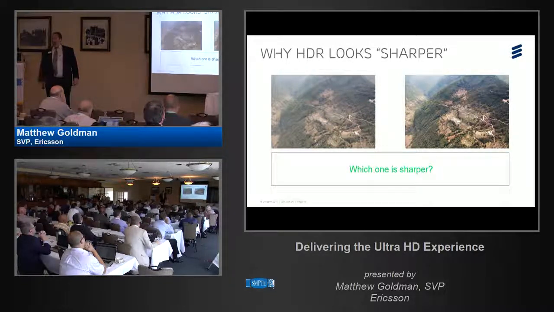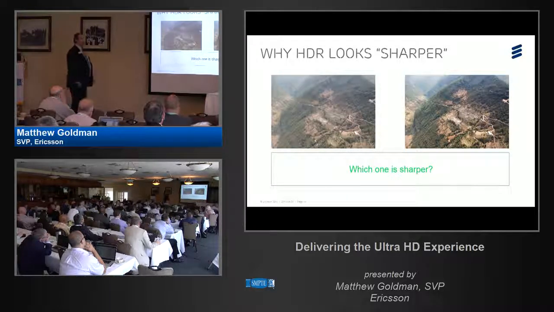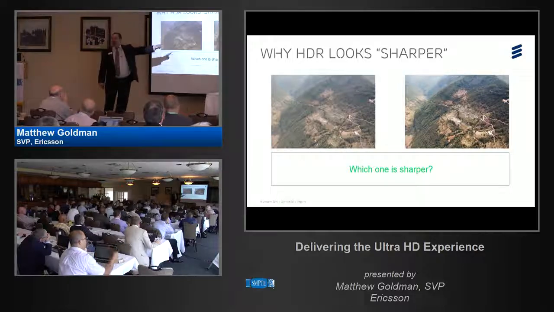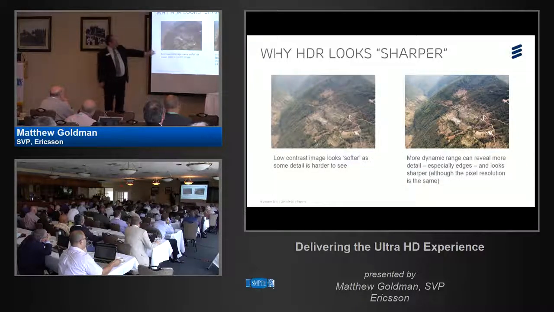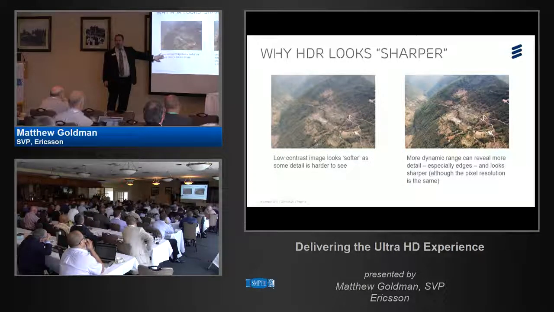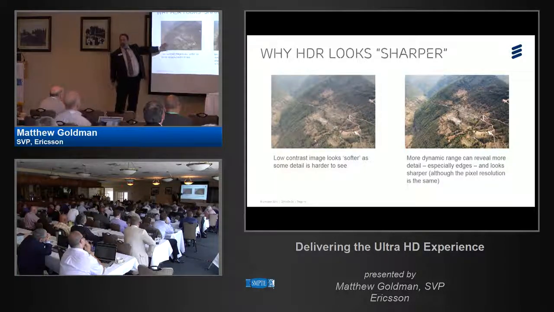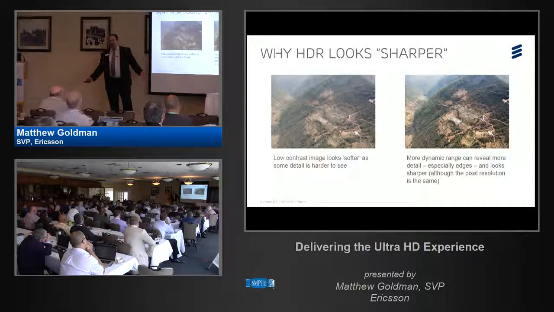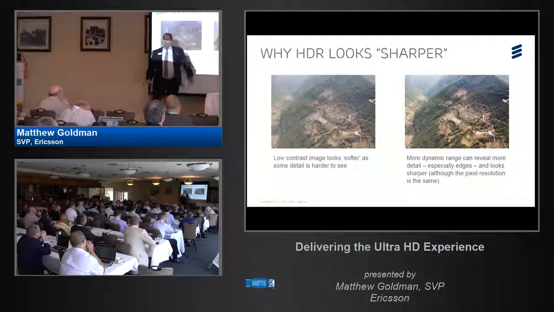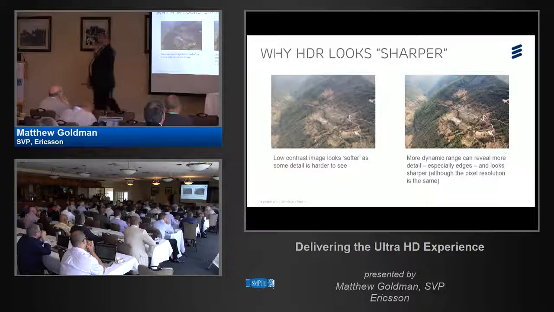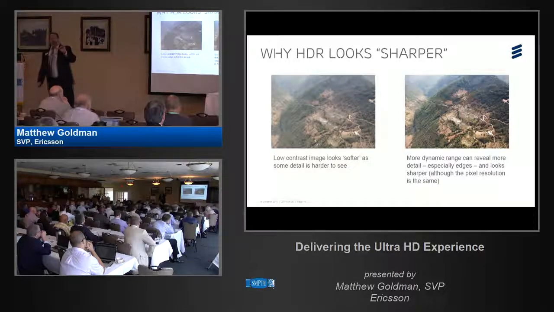Should have borrowed your buzzer. They have exactly the same resolution. The difference is the one on the right has higher dynamic range. The contrast is higher. This looks softer because you can't see the detail because it's low contrast. Deliberately made that way because this projector is obviously a standard dynamic range projector, so it's been deliberately altered to do this, okay? These are exactly identical, but the edges of the pixels look sharper to you or higher resolution because the contrast is higher. Very important.